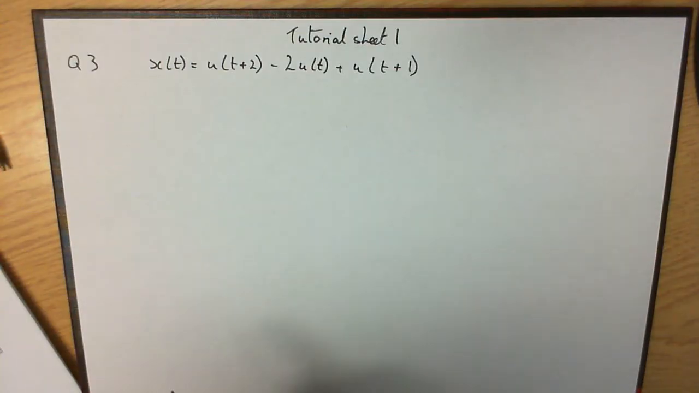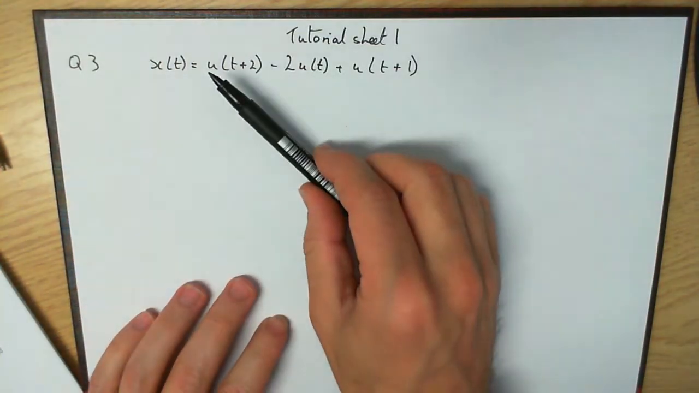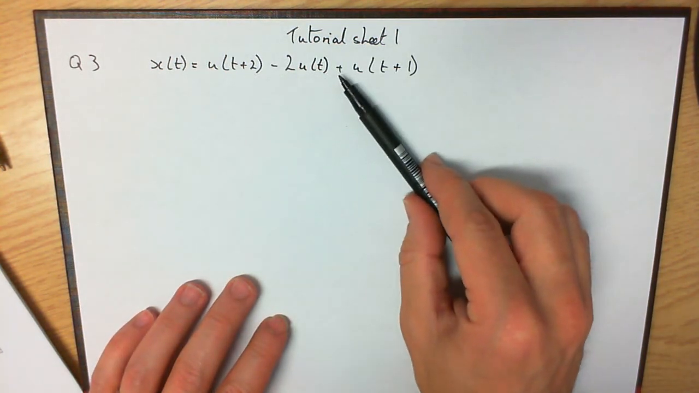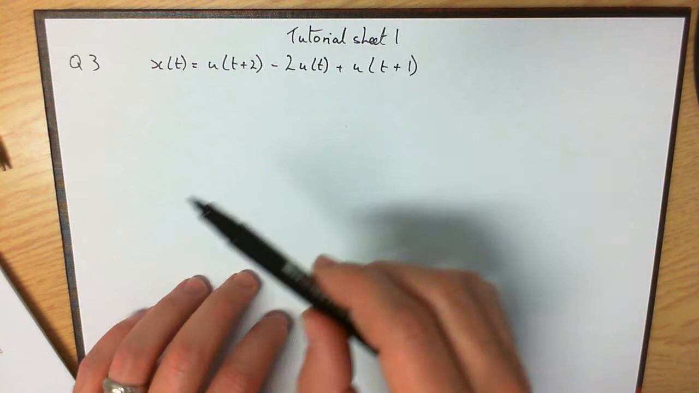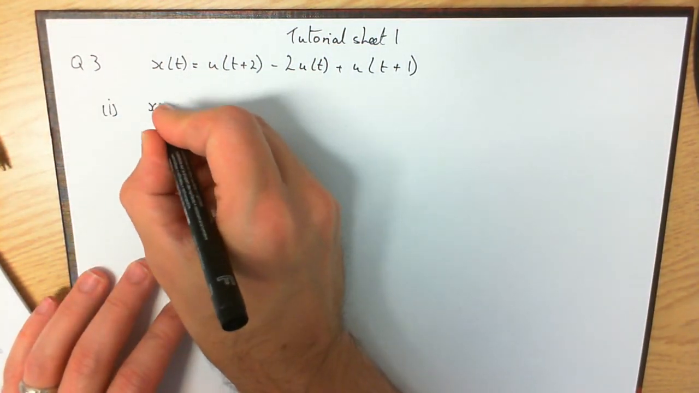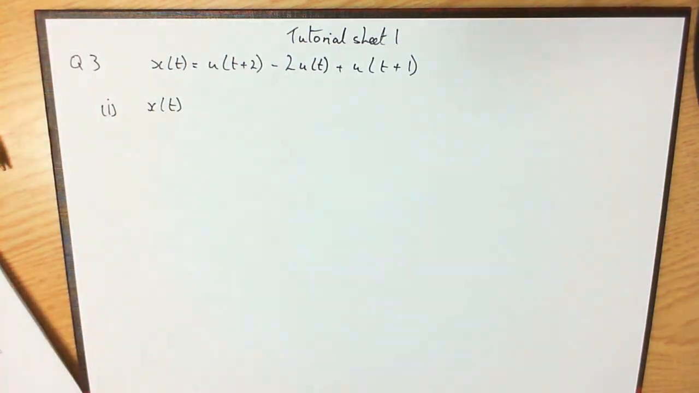Tutorial sheet 1 question 3. We're given this equation, u of t plus 2 minus 2 u of t plus u of t minus 1. We're asked, for part 1, to sketch simply x of t.